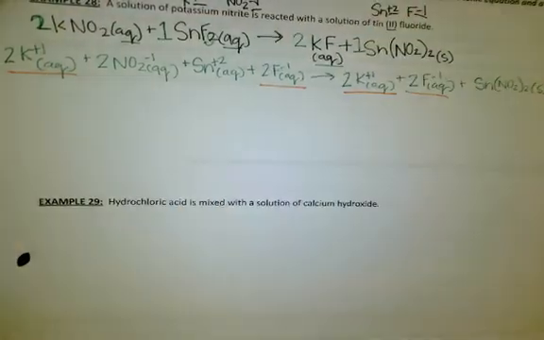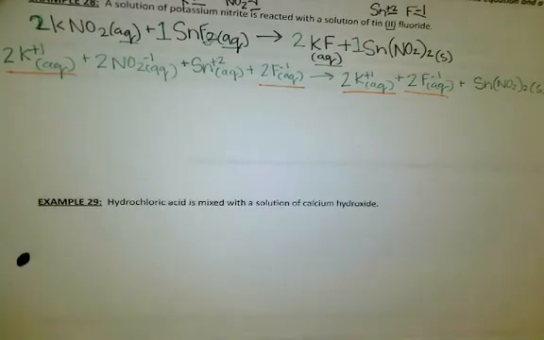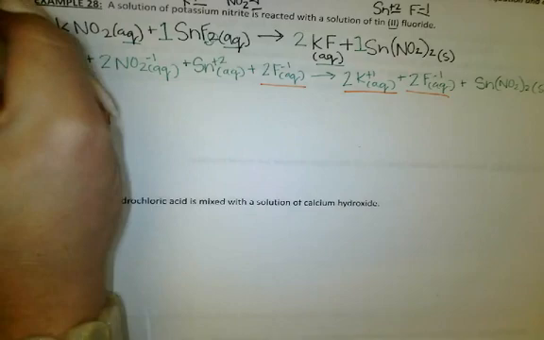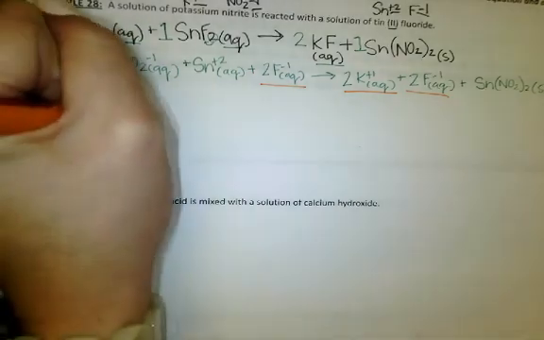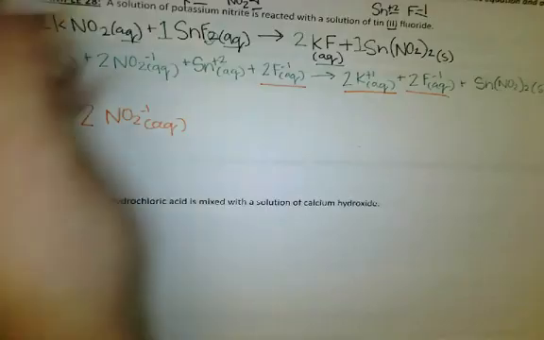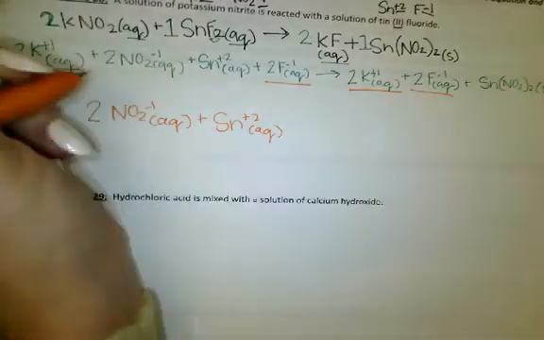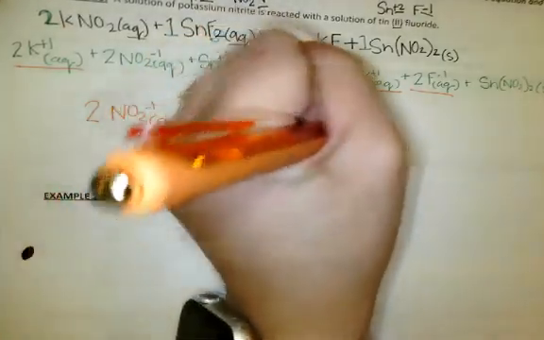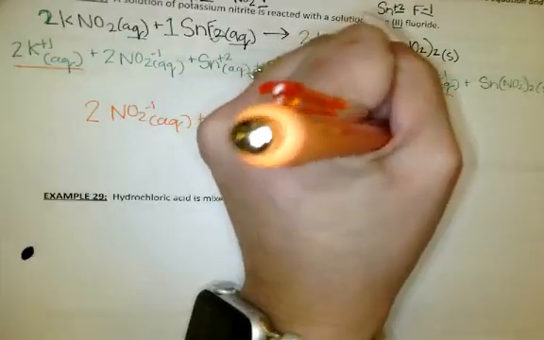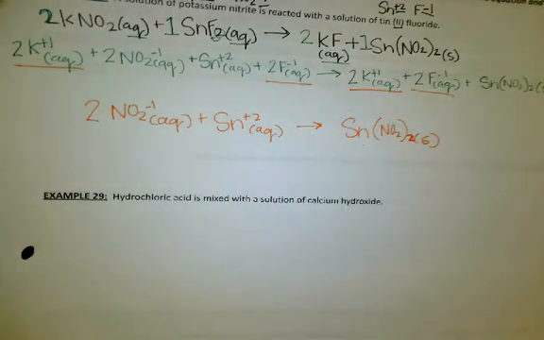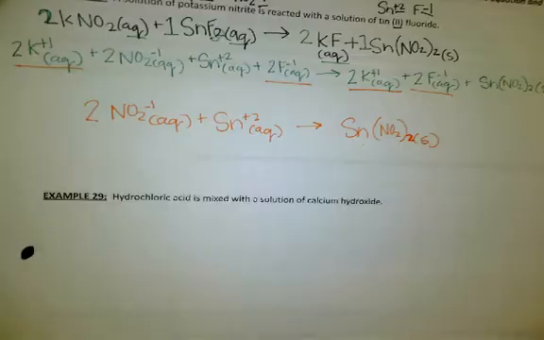Now what's going to happen is when I write my net ionic equation, I do not include the spectator ions. I'm just going to include the ions that participate in the reaction. So I'm including the 2 nitrite ions plus the 1 tin ion yields tin II nitrite. Okay. Now notice how writing your formulas correctly affects the balancing. It affects the complete and net ionic equations.